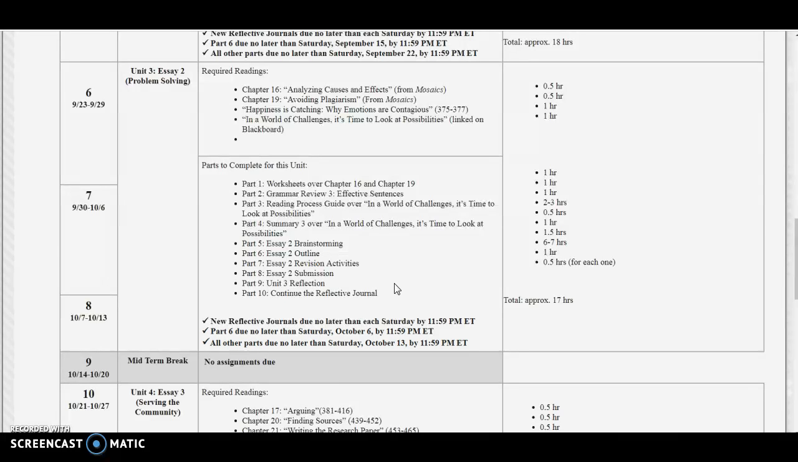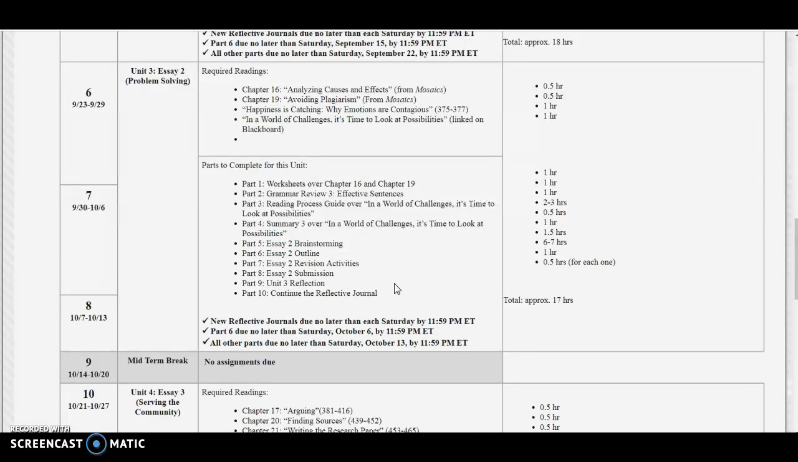They do a summary over that, which is them distilling it down into its main points, and then it's time for them to think a little bit more about these issues in terms of articulating it or analyzing whatever they observe about some of those issues. I'll say the article, In a World of Challenges, It's Time to Look at Possibilities, mentions several of the issues that are going on in the world today. So that might be what they write about.